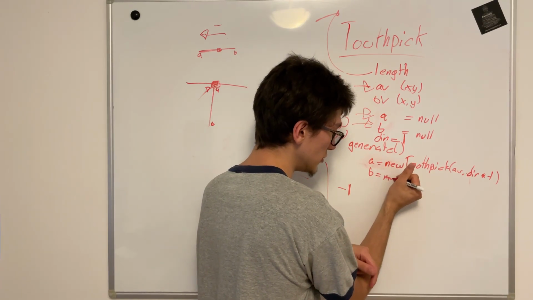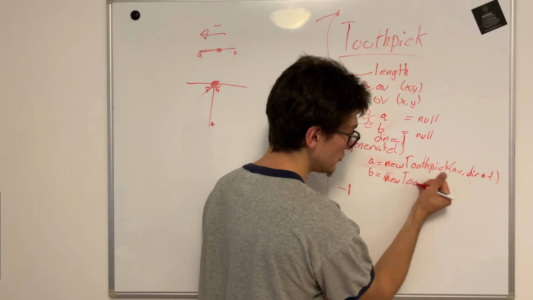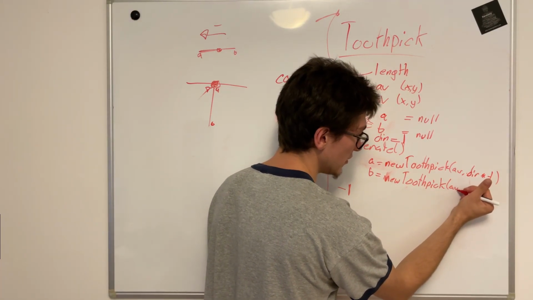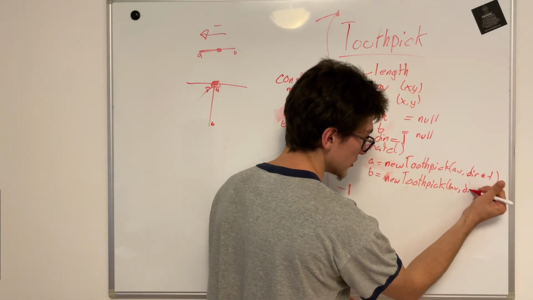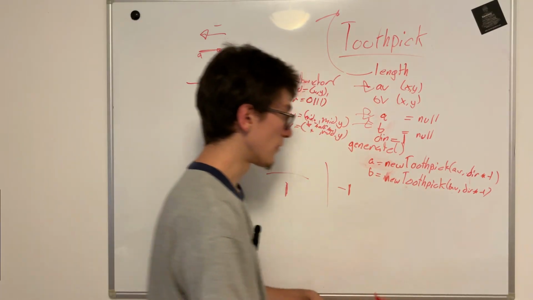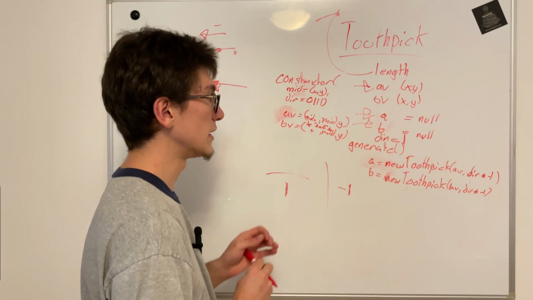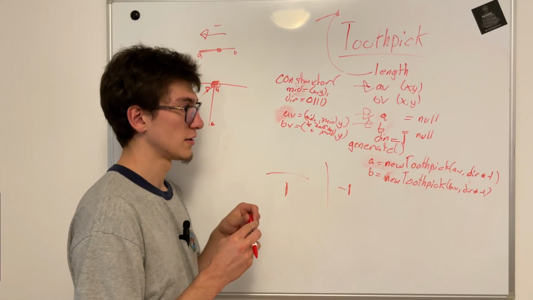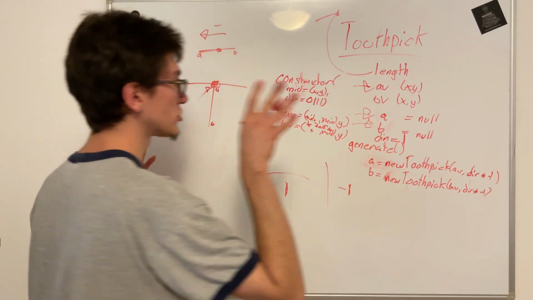So B equals the new toothpick, passing it BV, sorry, B vector, with the direction times -1, right? So there you go. We have A and B. Great. So now one thing we want to do is, give me a sec, just thinking about it. Okay, so let's first implement this.